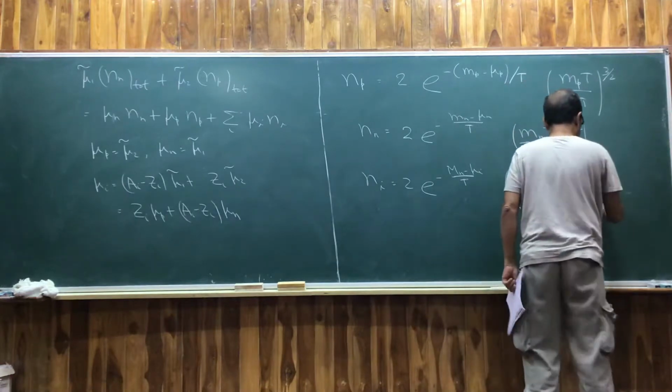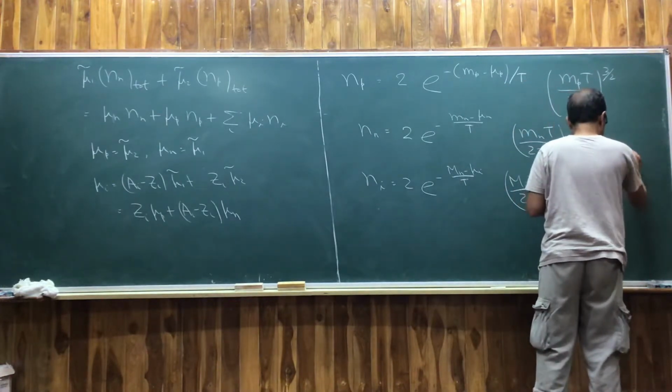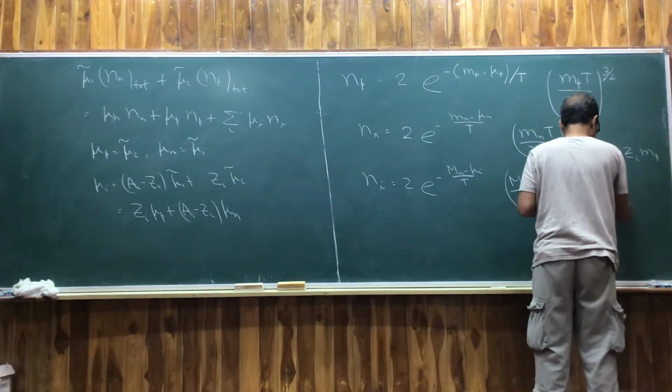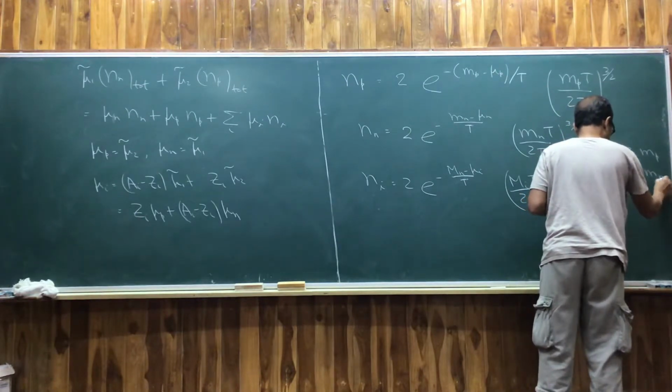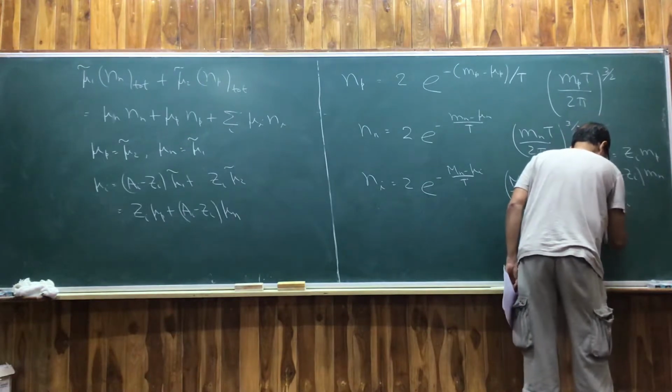The formula for M_i will be Z_i m_p plus E_i minus Z_i m_n minus B_i. Okay, what is B_i? This is the binding energy.